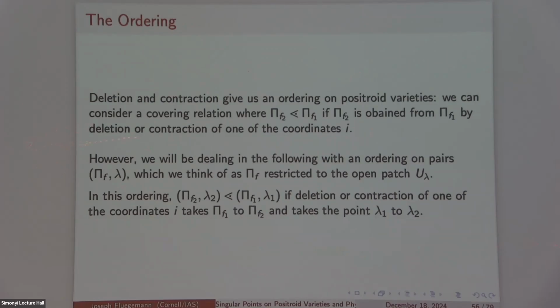So okay, we can come up with an ordering where we have Positroid varieties, comma points. And the covering relation is if this pair is obtained from this F1 lambda 1 pair via a deletion or a contraction. So I didn't include a picture here, but this pi f lambda would, if you sort of drew out the partial order, have n lines going to things that it covers.